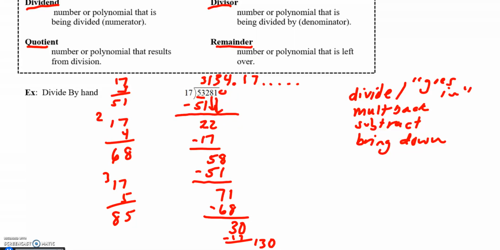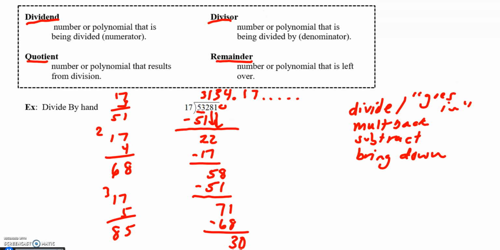But just to bring back the vocabulary from earlier, now that we've done this example, my dividend, or the number that's being divided into, is the 53,281. My divisor doing the work is the 17. The quotient is the answer to the division problem, not the remainder, which would be 3,134. And the remainder is the 0.17 on and on and on.